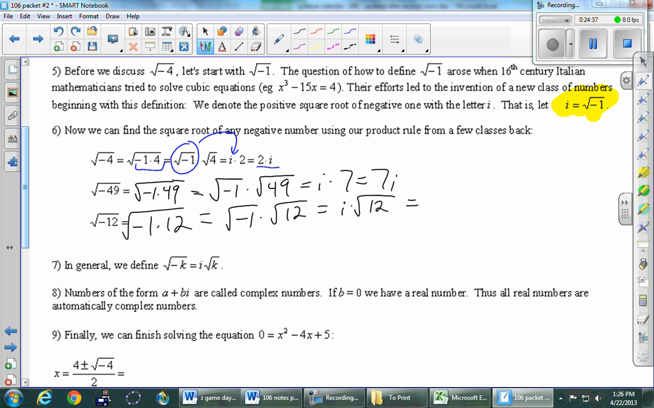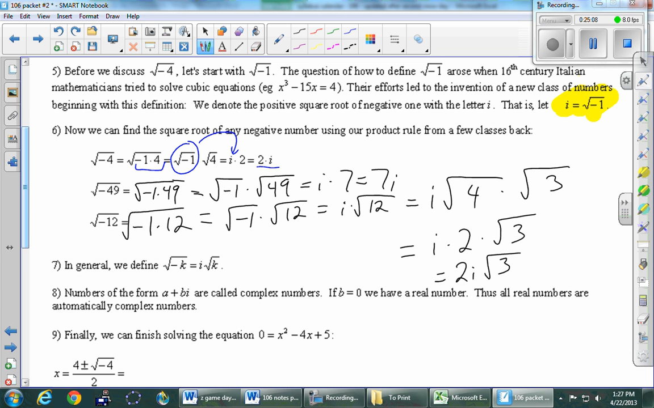We can go further with that 12. So you're going to break the 12 down into 2 numbers, one of which is nice. 6 and 2, is that useful? No. What's useful? 4 and 3. And so this is i times 2, square root of 3. And it is common to put the 2 in the front, 2i, and then write the radical at the end.